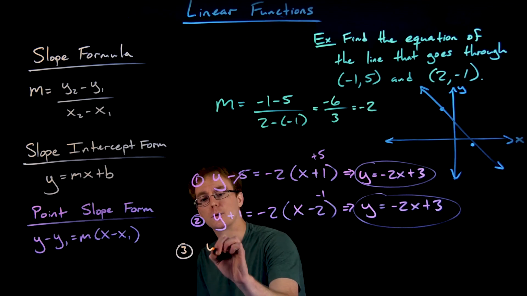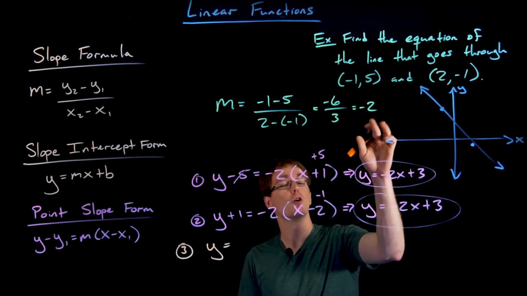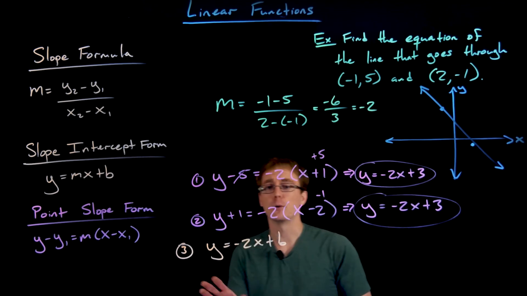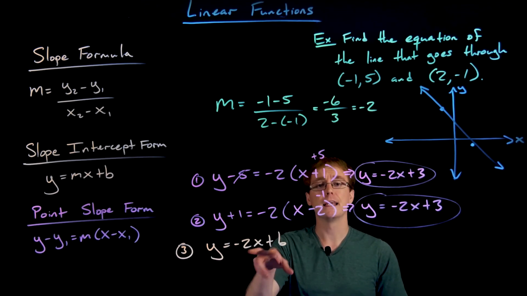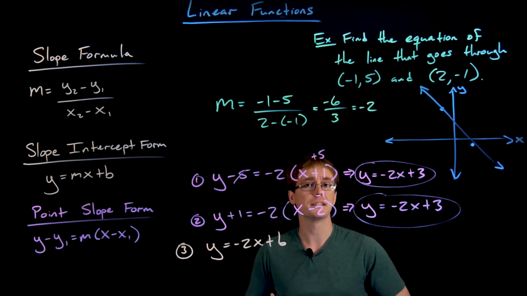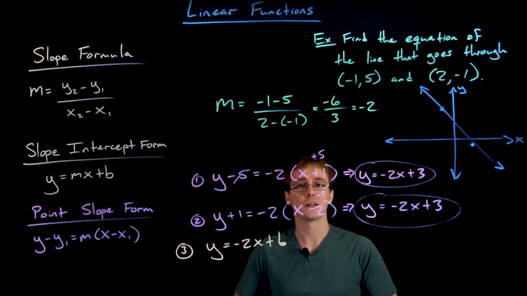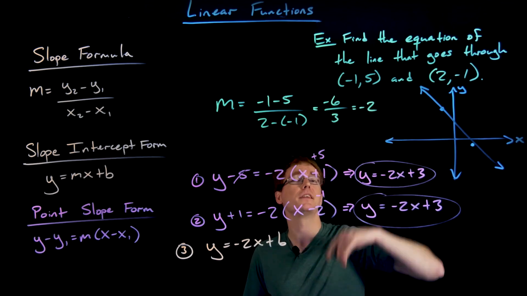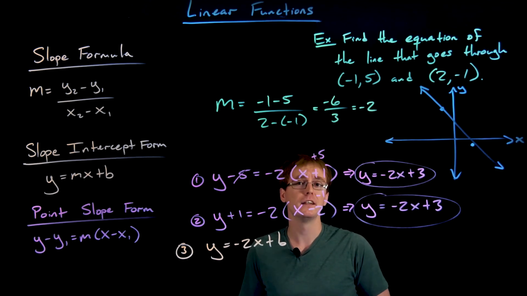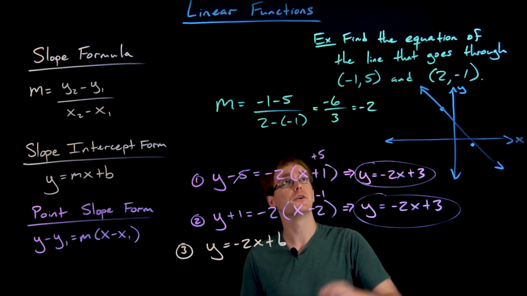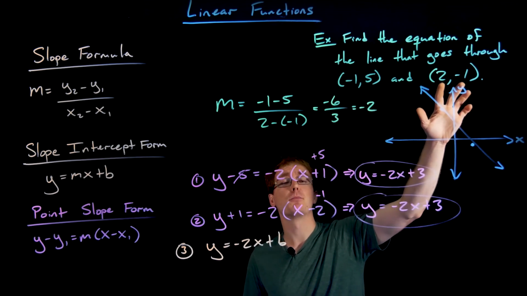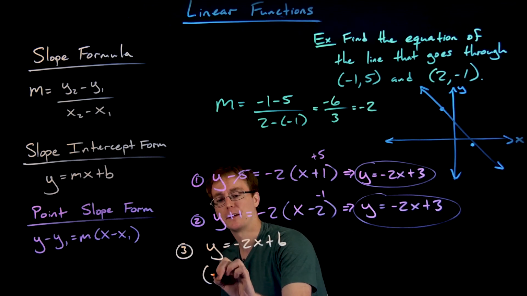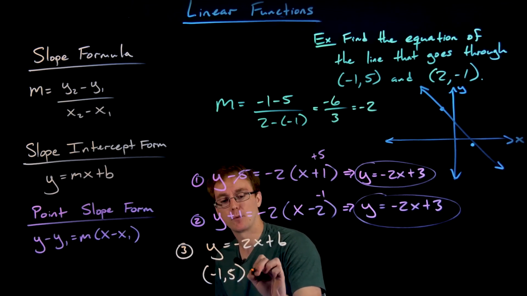Well, we start with what we know. Our slope is negative 2. So our equation is going to look like y is equal to negative 2x plus b, where b is that y-intercept. That is the y value corresponding to when x is equal to 0. That's not one of the points that we know or were given. So in order to find that b value, we have to plug in either of these points and solve for b. Let's go ahead and use that first point, negative 1, 5.